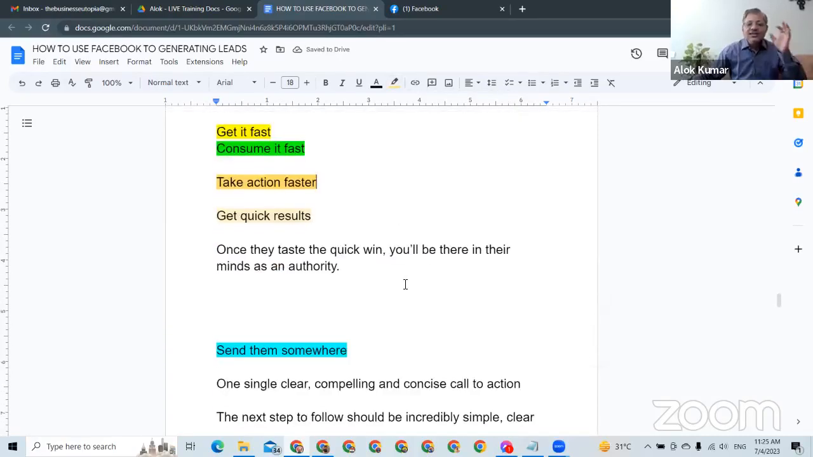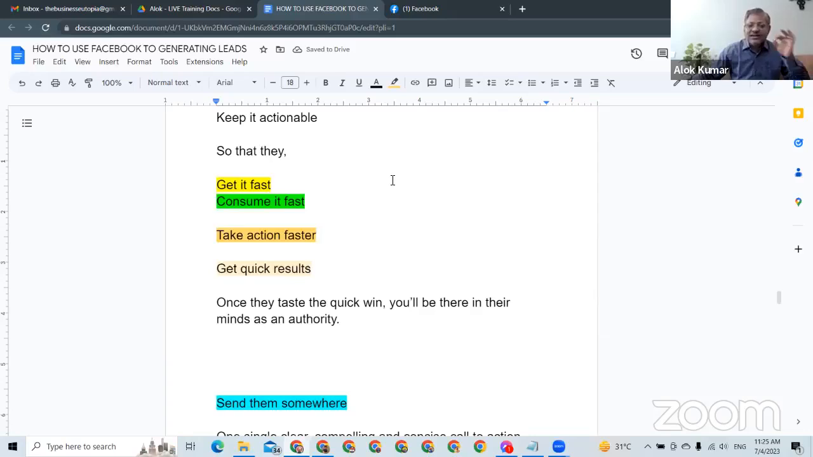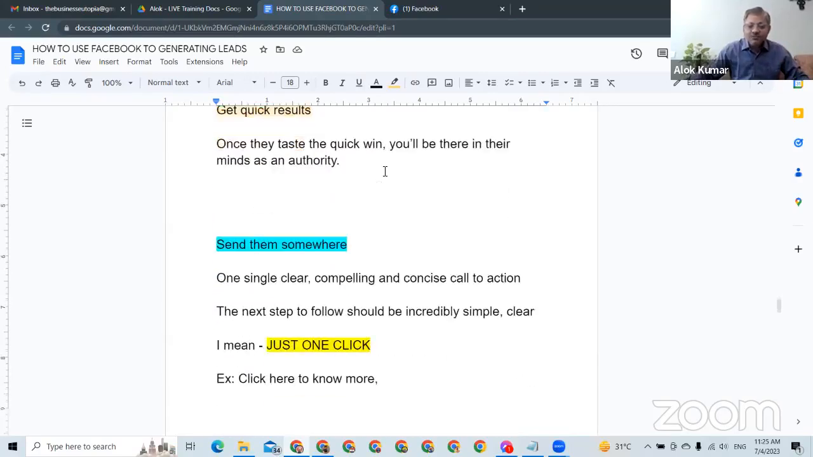Once these people consume your content and taste the quick win, you will be there in their minds as an authority. Mind it, how are you going to build your authority? By giving them something actionable, not only talking about your stories. Give them something really valuable which they're looking for, in a very short and crisp format so that they can consume it faster, take action, and get results. Once they taste the result from your content, your valuable things, then they'll consider you an authority, right? Okay.